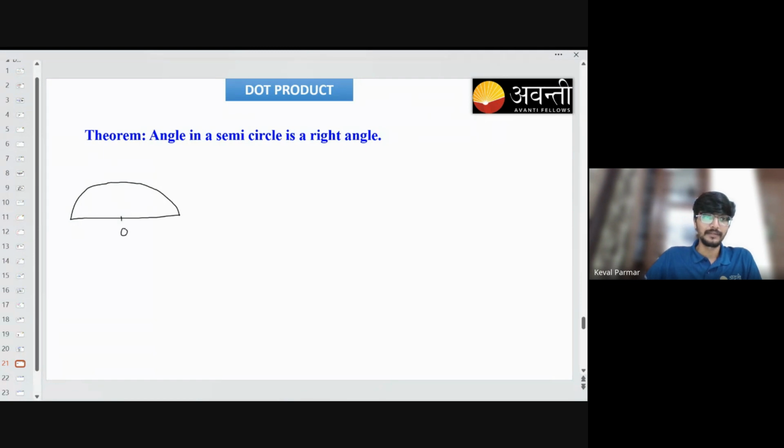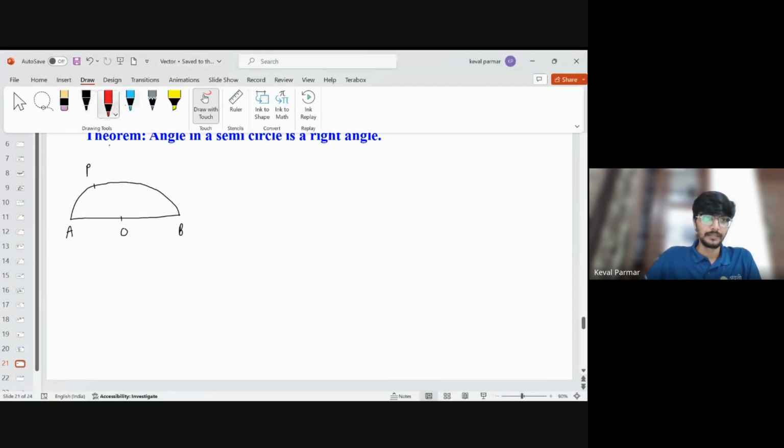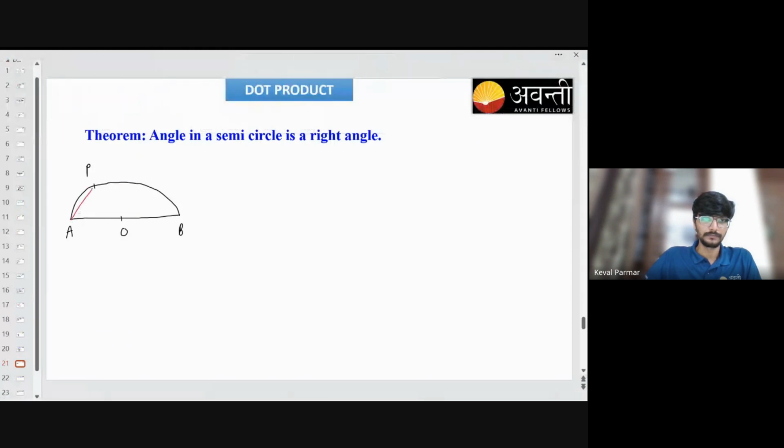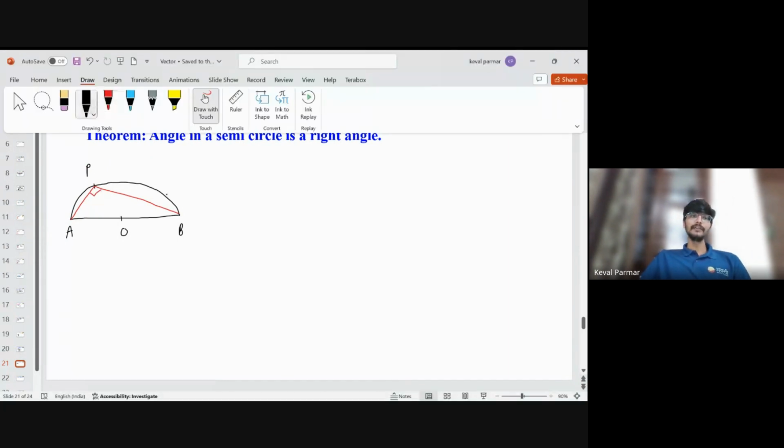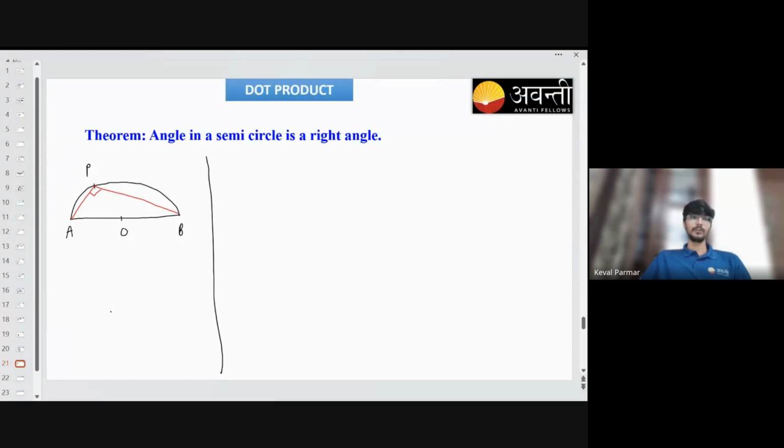Let's name this center as O, A, B, and here suppose P. So they are saying that angle ABP is 90 degrees. So let me write given. Given is O bar is (A bar plus B bar) upon 2. Why? Because O bar is the center.